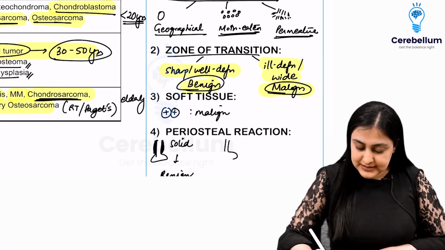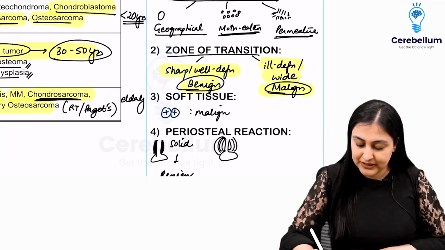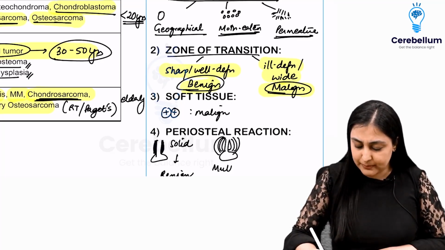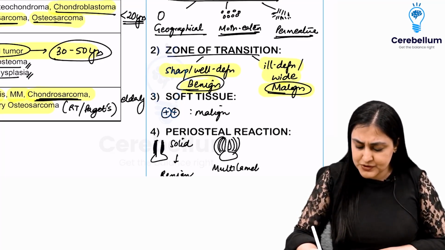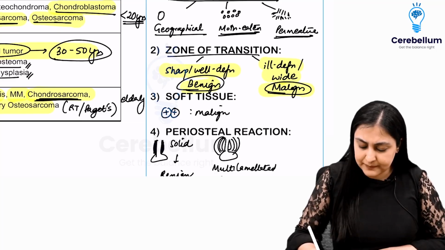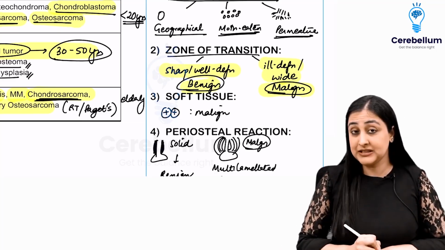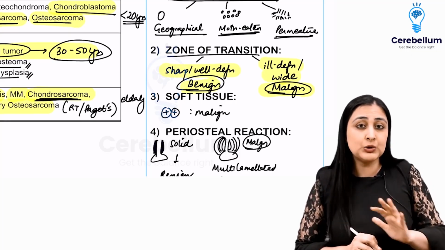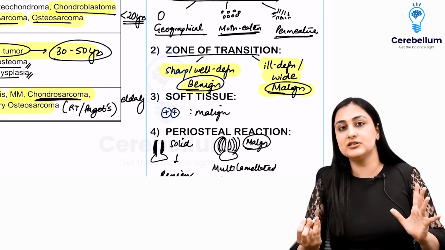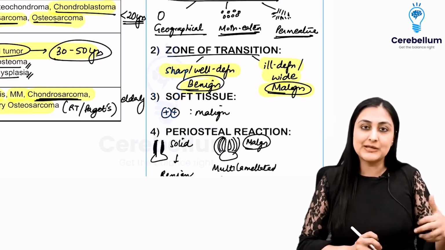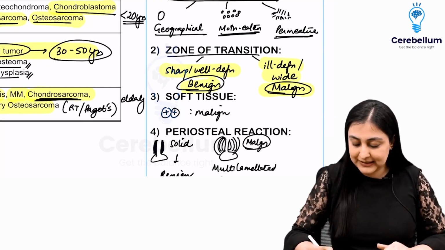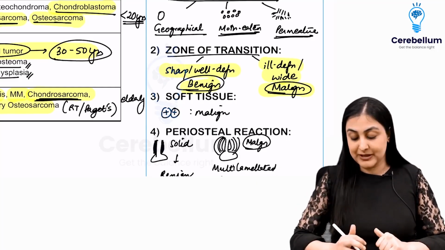But when you see, let's say this is the bone, and you see that there are so many lamellae of the periosteum, this is called a multilamellated appearance, also called an onion skin appearance. This is something which is more likely in a malignant lesion. People think this is in Ewing sarcoma alone, but no. Remember, any malignant tumor can elicit this sort of a periosteal reaction, which is multilamellae or an onion skin periosteal reaction.